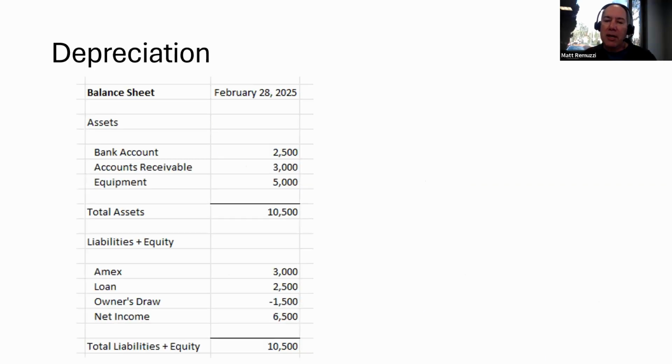All right, so let's talk about depreciation, which is one of the things you'll see on the balance sheet and sometimes gets a little confusing.